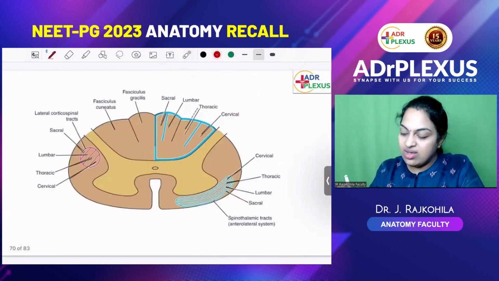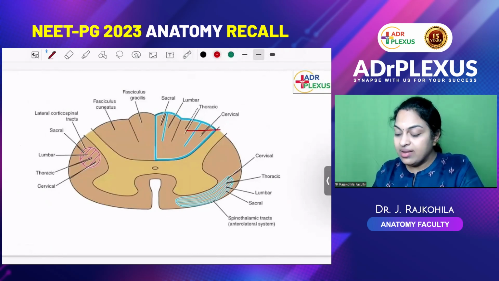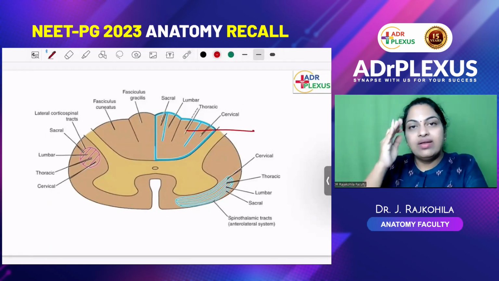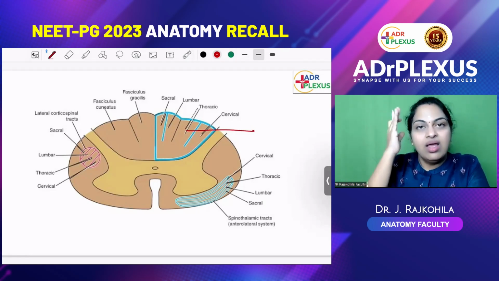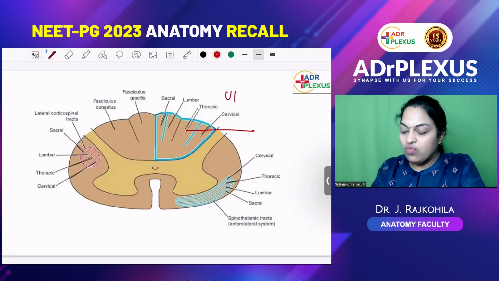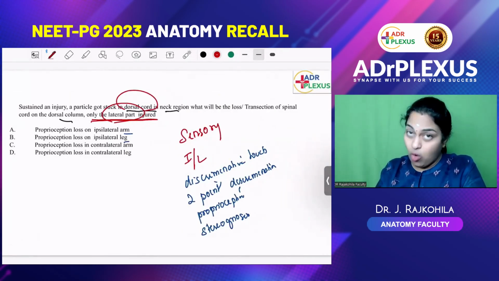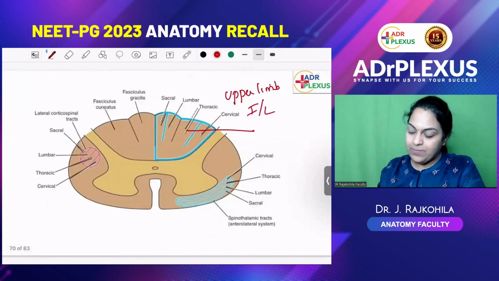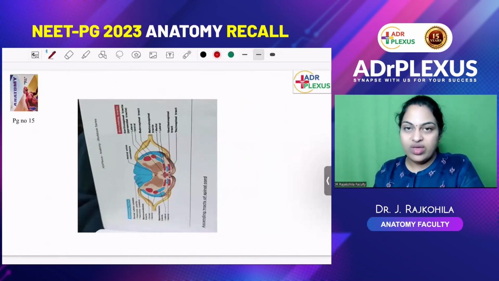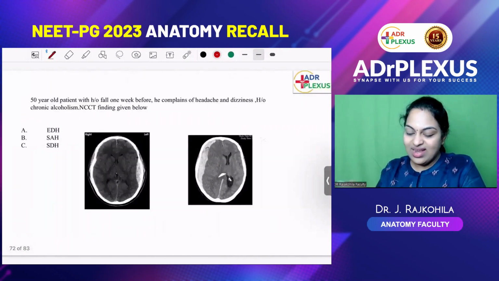Now, what was the question here? Injury to the lateral part, right? So what is there in the lateral part of the dorsal column? The fibers, the axons coming from the cervical and the upper thoracic region. So which part of the body will be affected? The upper limb on the ipsilateral side. So the best option here will be proprioception loss on the ipsilateral arm. Easy. Yes, in our workbook, it has been mentioned. Hope you have gone through it and got it right.